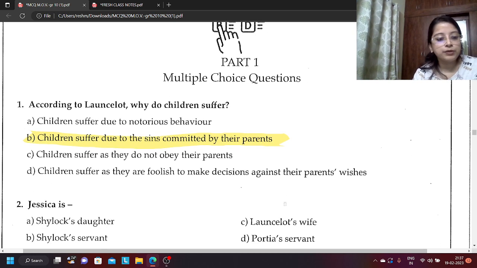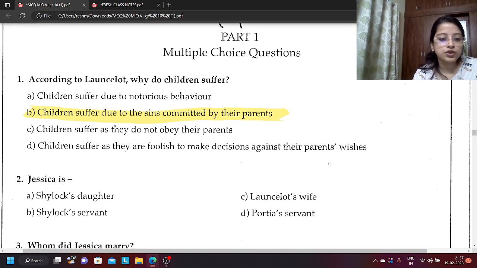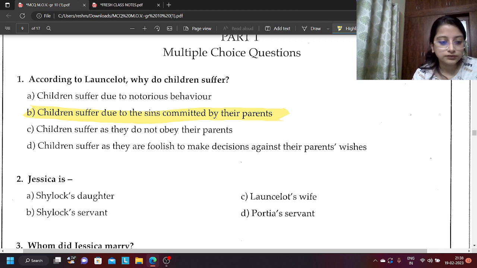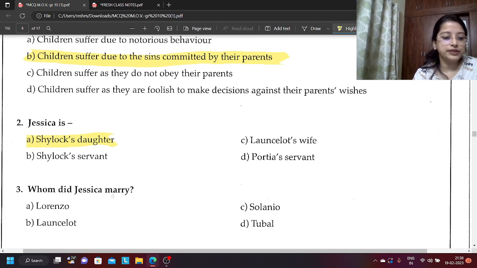Okay. Number 2, Jessica is whose daughter? Shylock's daughter, Lancelot's wife? No. Shylock's servant? Of course not. Portia's servant? No. Shylock's daughter. Very easy question. Number 3, whom did Jessica marry? Lorenzo, Solanio, Tubal, Lancelot? Of course, Lorenzo.